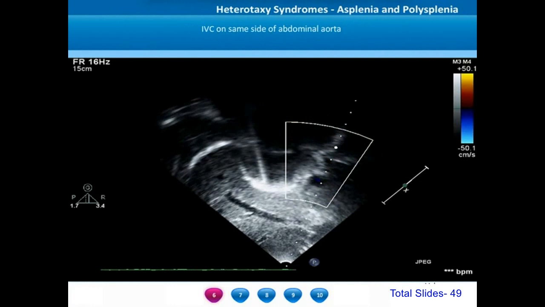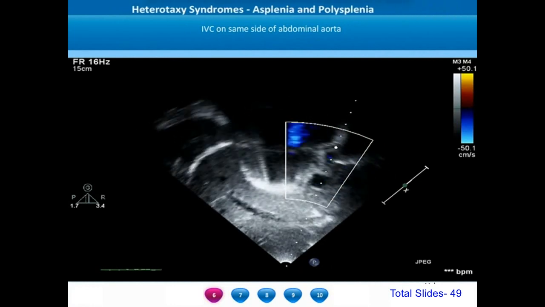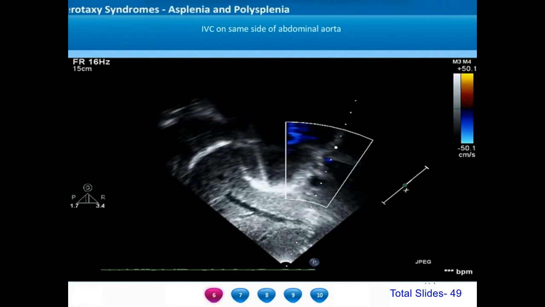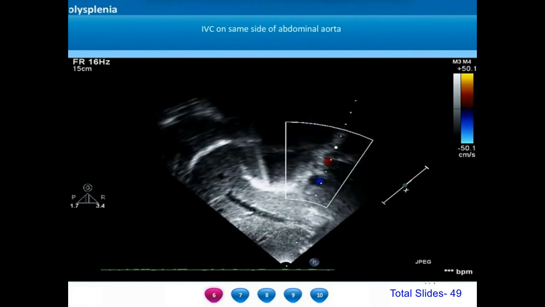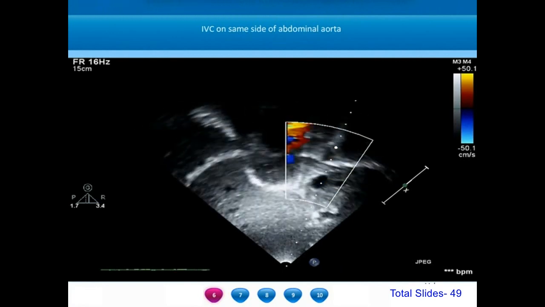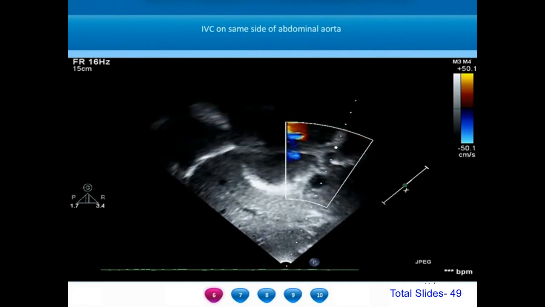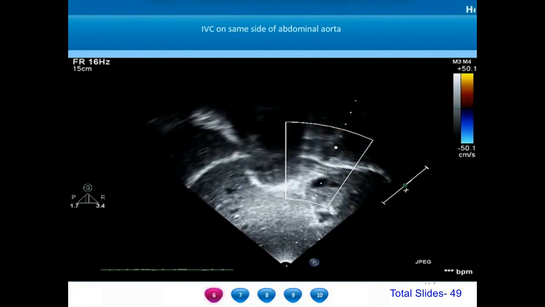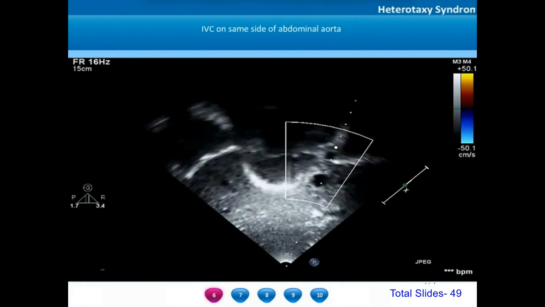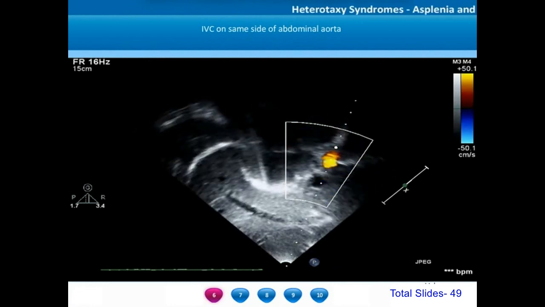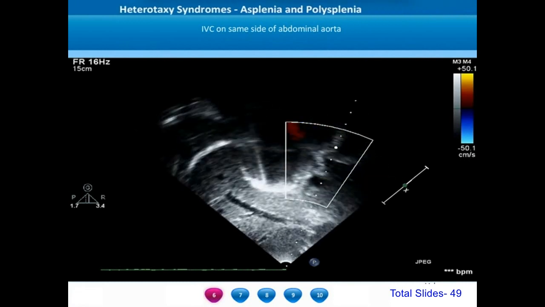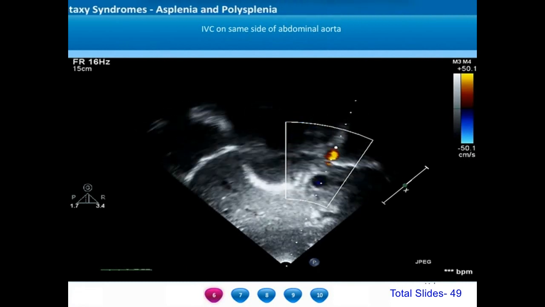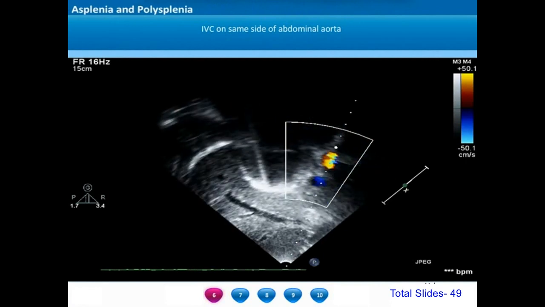Inferior vena cava and abdominal aorta are on the same side of the spine in asplenics. You can appreciate in this subxiphoid coronal view, both the inferior vena cava and the abdominal aorta are on the left side of the spine. The inferior vena cava is anterior to the abdominal aorta, and the abdominal aorta takes a systolic flashing red color. The liver is in midline.